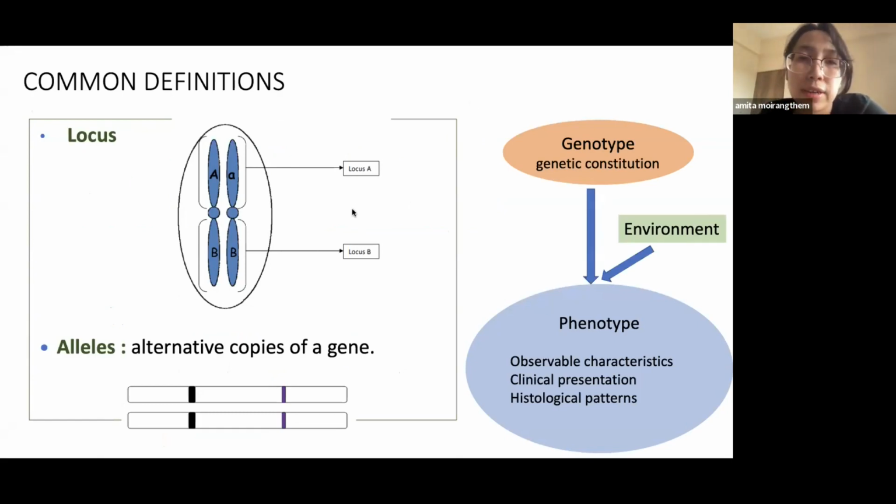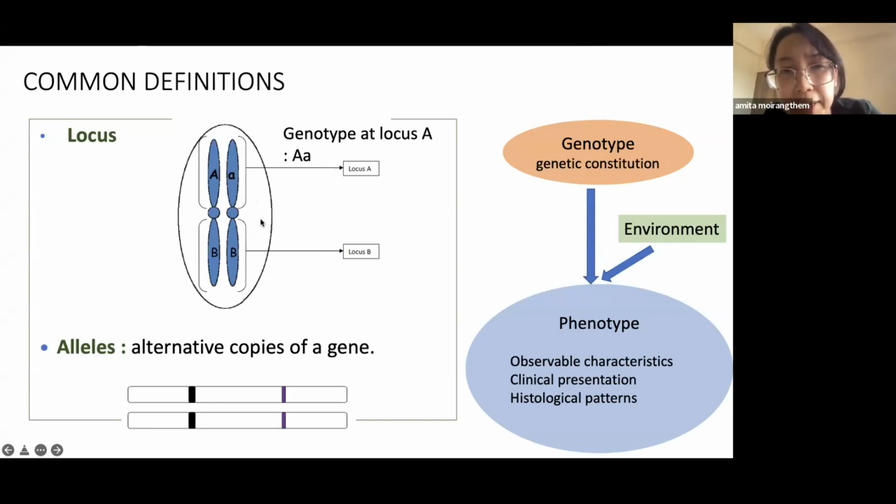Locus, very simple, comes from location. That means at a particular location, what is there, what gene is there, or what nucleotide is there. So that is the location. Here we have alleles. Alleles means alternate copies of a gene. For one gene, we have two copies, one from the mother and one from the father. These are known as alleles. If we look here at locus A, the genotype, we write it as A small a. This is just for representation. In terms of the correct genetic terms, it will be a nucleotide sequence.